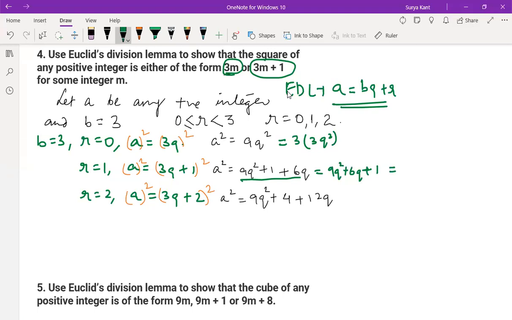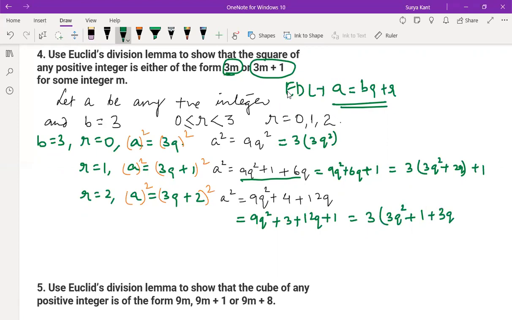Then you can take 3 common. So 3 into (3q square plus 2q plus 1). Again for this one, you should bring the plus 1 outside. Then you can write here 9q square plus 3 plus 12q. This much is clear or not, children? Tell me. That's clear, sir. 3 threes are 9q plus 1.